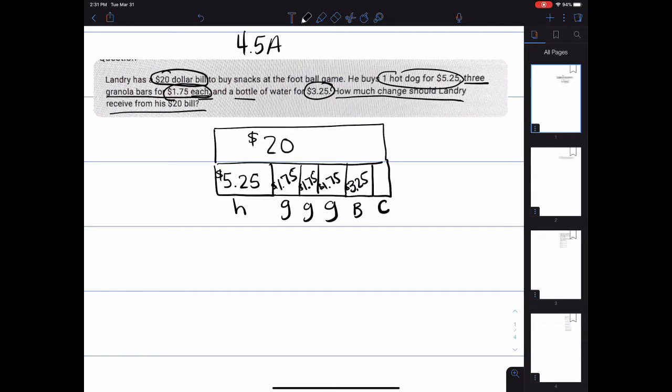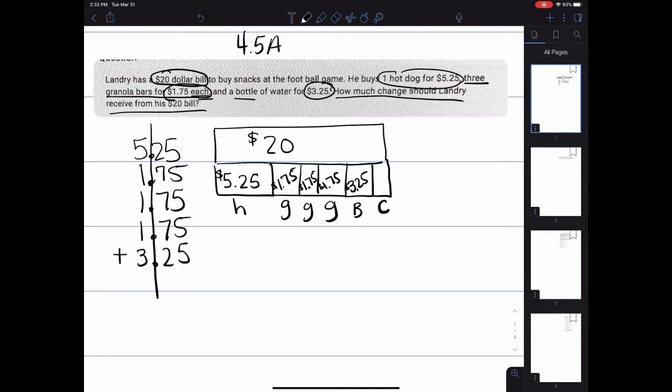So now what I'm going to do is add up my decimals first. I'm going to add $5.25 to figure out the total of everything I bought. $1.75. I'm making sure that I'm lining up my decimals. I'm making sure I'm including everything I need to add. And now I'm going to go ahead and add these together.